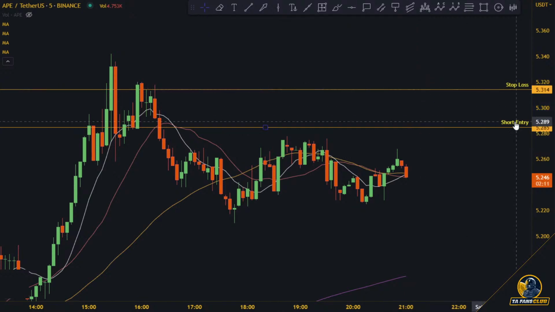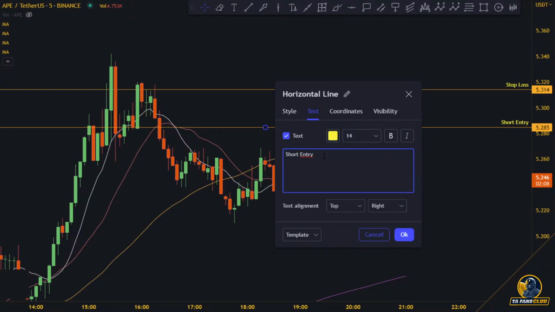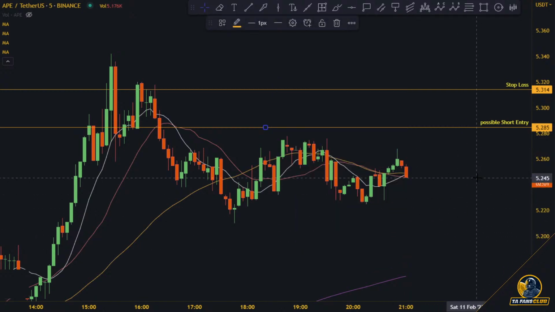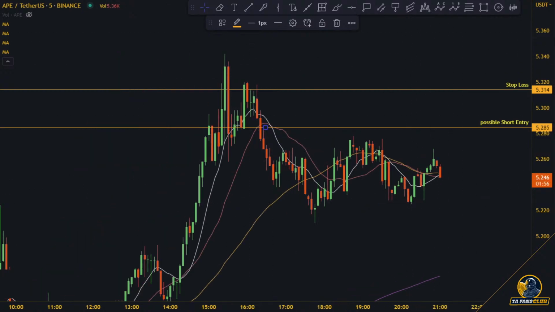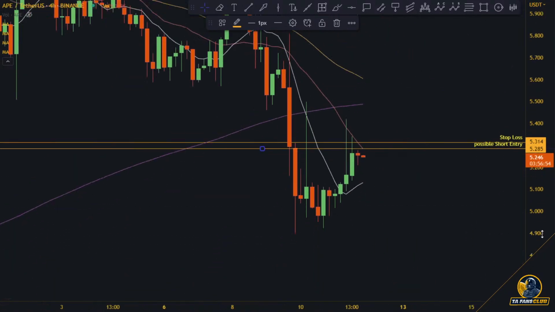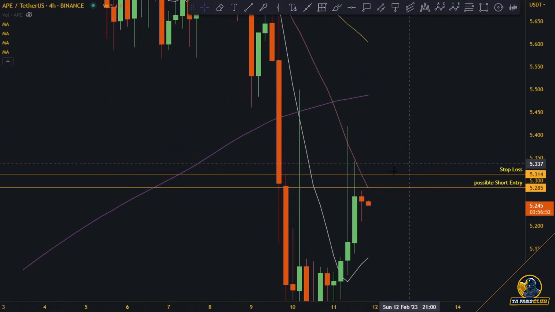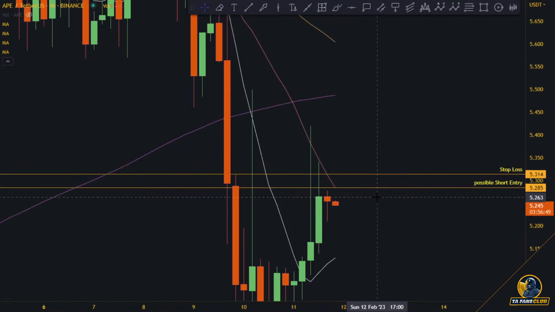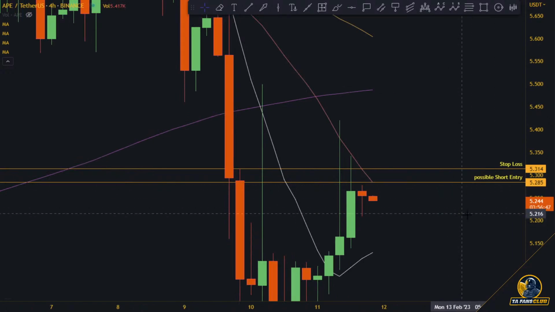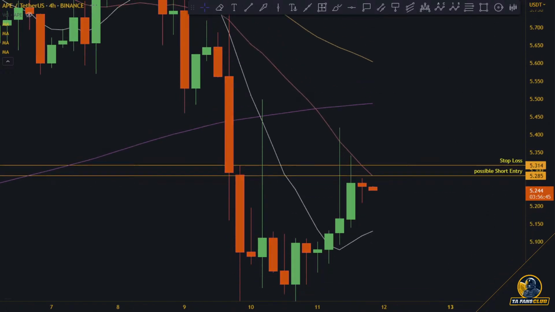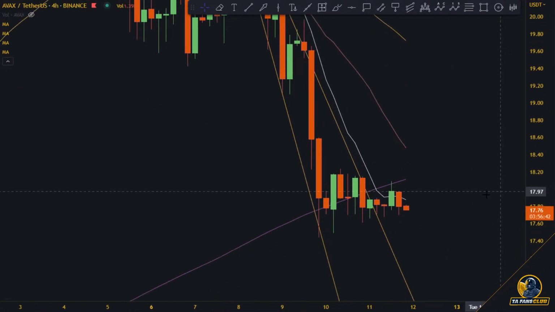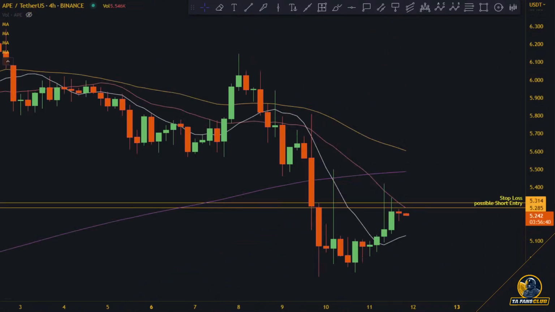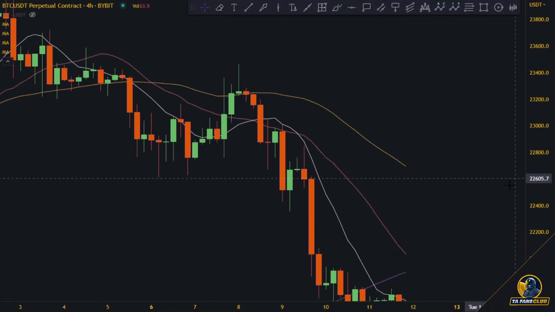So we might write this as possible short entry, so people don't misunderstand. Possible short entry, because I really think if Bitcoin goes down, then this needs to pull back, right? But this is only one of the very few good entries, because everything else just started bleeding down. Bitcoin as well.